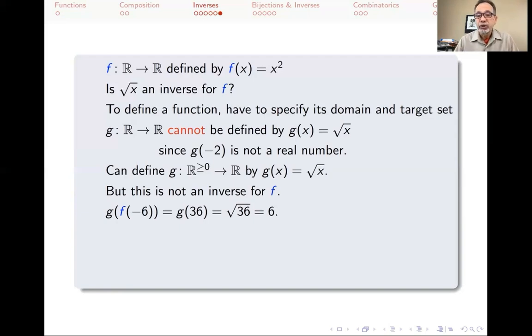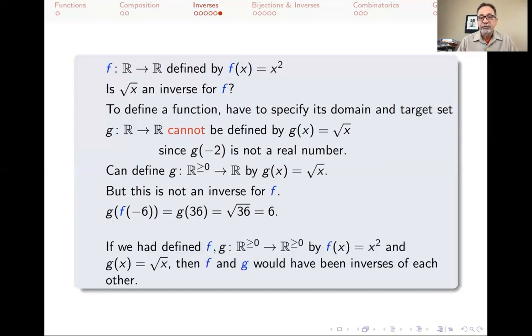And then if you apply g to it, you get 6. Square root of 36 is 6. It's not plus or minus 6. These two functions are not inverses of each other. But if we had defined f and g, both of them, as functions from non-negative reals to non-negative reals, where f was x squared and g was square root of x, then they would have been inverses of each other.